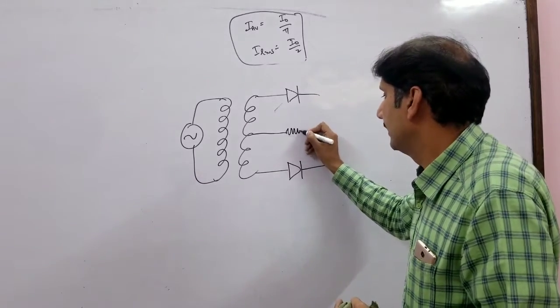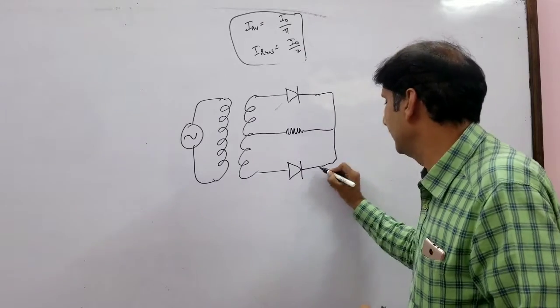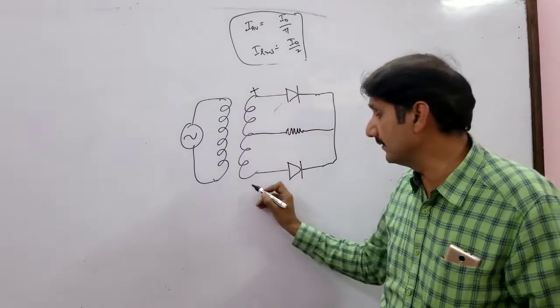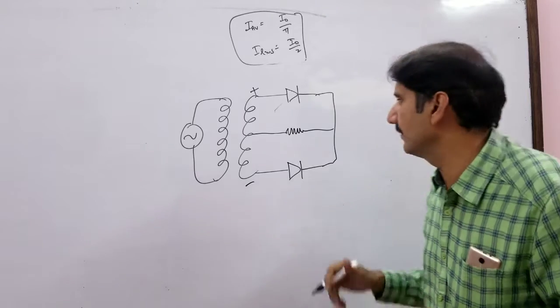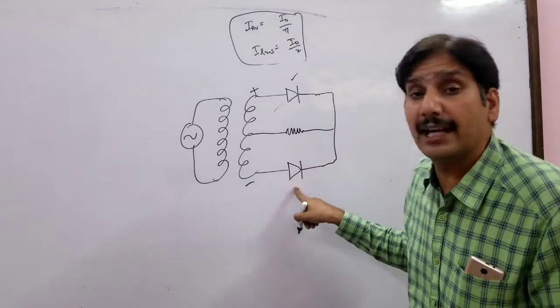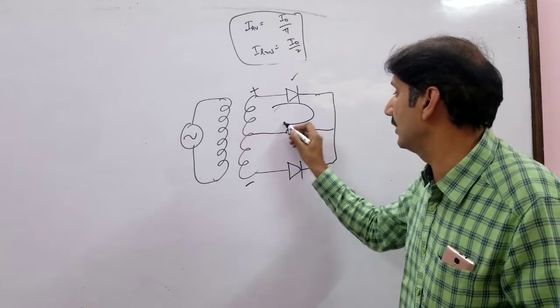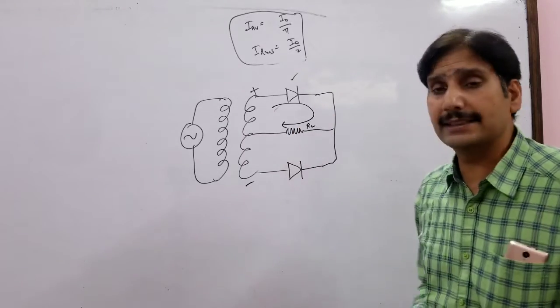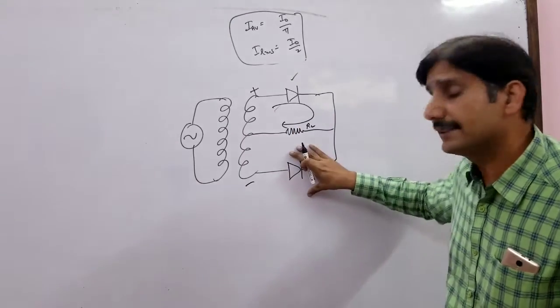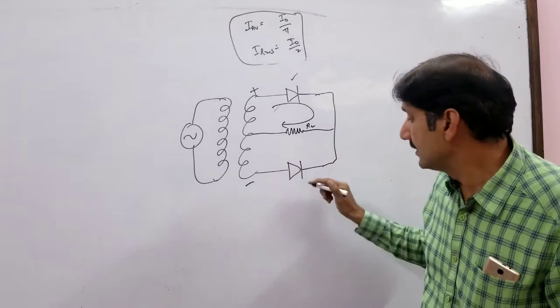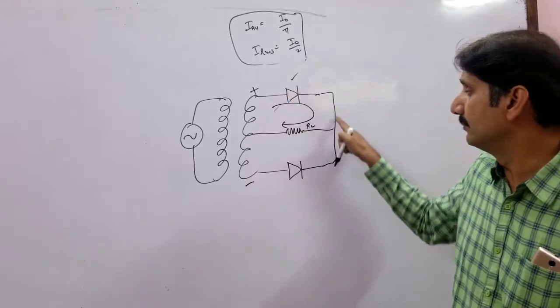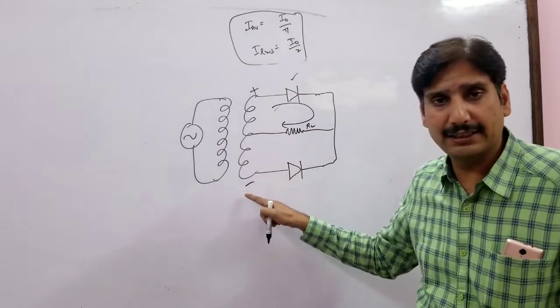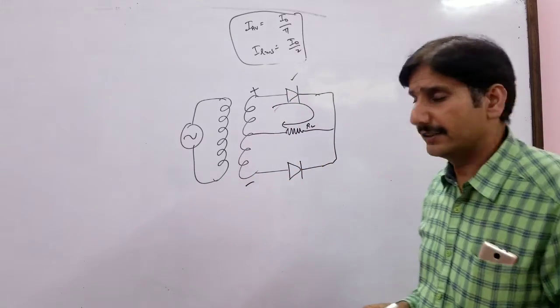Let's say I have connected load resistance over here. Initially, let's say this end is positive, this end is negative. Current just wishes to go to the negative end, starting from the positive end. This diode is forward biased, this diode is reverse biased. It allows current to flow through the load resistance in this direction. But this diode does not allow the current to flow simply because this diode is reverse biased. So current starts from here, moves to this point and goes to the negative end through the secondary of the transformer.